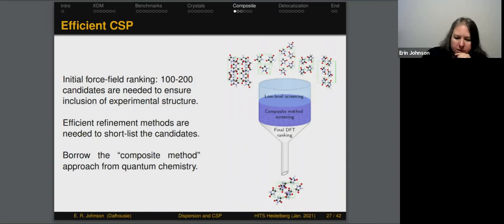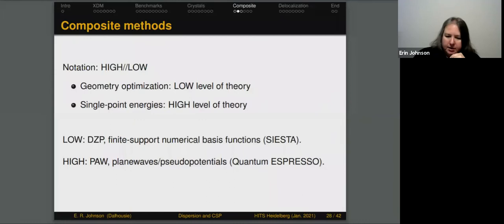So we're going to borrow the composite method approach from molecular quantum chemistry. Composite methods are things like the G1, G2, G3 model chemistries, and they're characterized by performing a geometry optimization with a low level of theory. This is done because typically geometry optimization is fairly insensitive to choices of method and basis set, but is the computationally expensive step since it requires many energy and force evaluations. Conversely, we then do high level of theory calculations for the single point energies, since single point energies are much more sensitive to the method and basis set details, but are computationally quick at single energy evaluation.